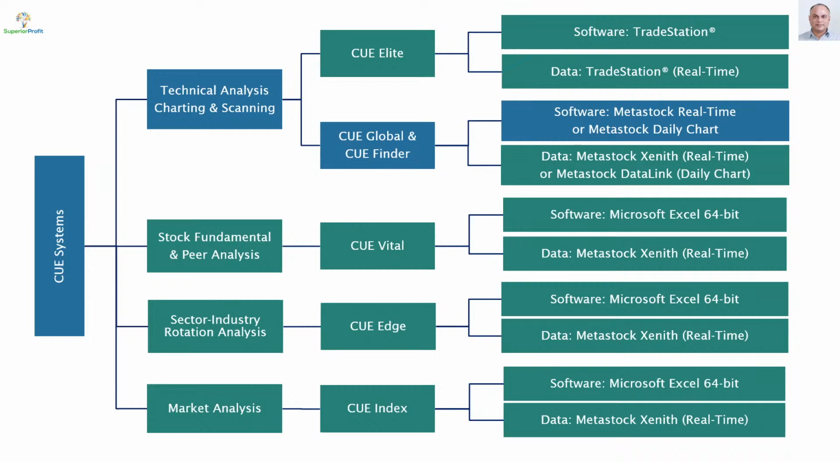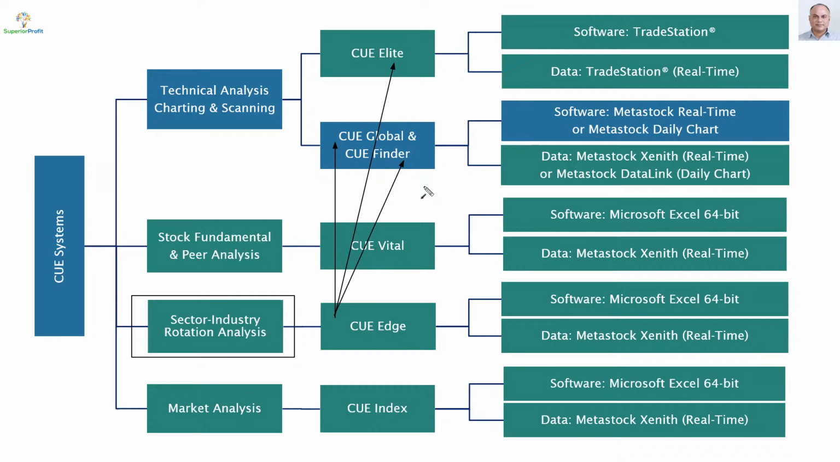You may use these systems in different workflows. For example, you may start with sector industry rotation analysis, find the strongest sector, drill down into the strongest industry, and then from there look at the fundamentally strongest stocks. Once you identify the stocks from Q Edge, you may open them using charts, that is either using Q Global or Q Elite, or you could look up the trade signals using Q Finder.